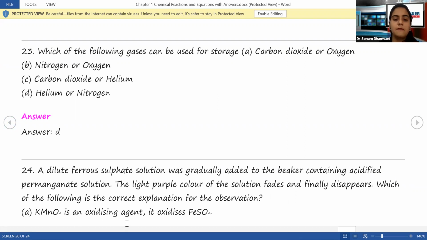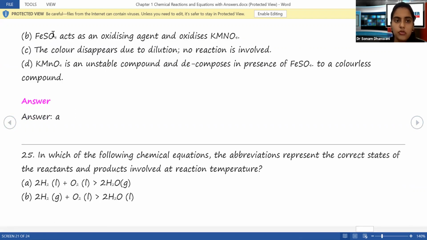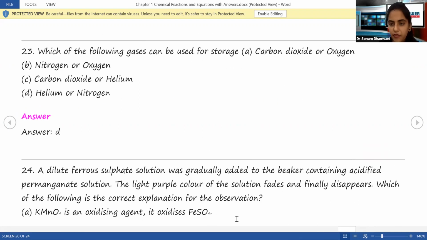So what is exactly happening is there is ferrous sulfate solution, okay? So there, oxygen is getting added to ferrous sulfate. Oxygen is being added, which means ferrous sulfate is getting oxidized. So you know that if ferrous sulfate is getting oxidized, then it cannot act as an oxidizing agent. So those options become wrong. So when ferrous sulfate is getting oxidized in the reaction, that means if one is getting oxidized, then what will the other act as?